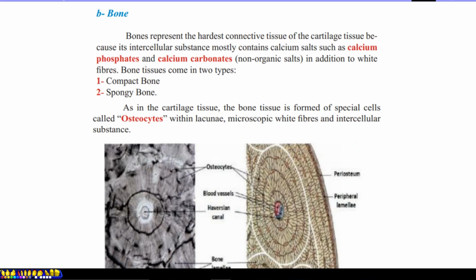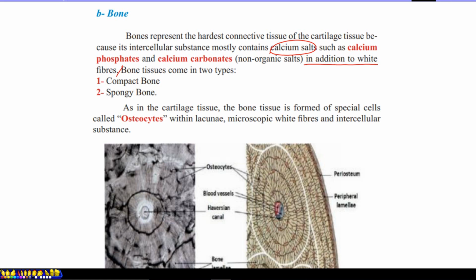The second kind of special connective tissue is bone tissue. It is the hardest connective tissue, harder than cartilage tissue, because in addition to white fibers, there are calcium salts like calcium phosphate and calcium carbonate in that tissue. This was asked before as a fill-in-the-blanks question, and as an explain-the-fact question like why it is the hardest connective tissue, or why it is harder than cartilage tissue: because it contains calcium salts in addition to white fibers.